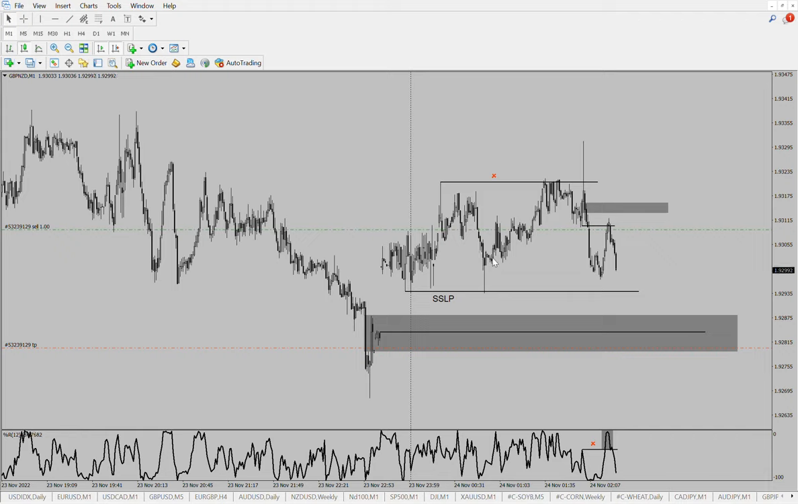Alright guys, so as you can see, price is now expanding to the downside with some velocity, which is what we want to see.